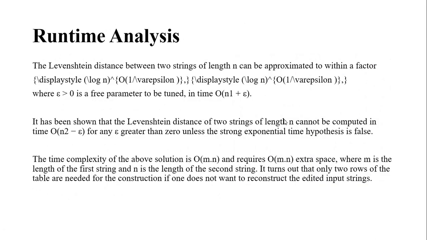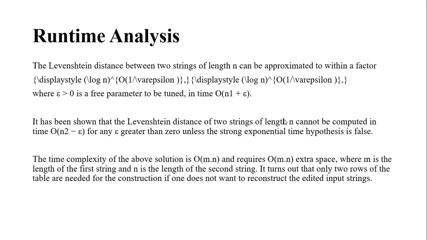Here is the runtime analysis. The Levenshtein distance between two strings of length n can be approximated within a factor, with the dynamic programming parameters turning out to be in runtime order of n to the 1 plus epsilon. It has been shown that the Levenshtein distance of two strings of length n cannot be computed in time order of n squared minus epsilon for any epsilon greater than 0 unless the strong exponential time hypothesis is false.